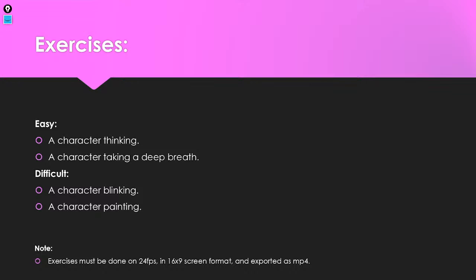The only thing that I will recommend against for now is to animate on ones, because that's just a lot of drawings. That just takes a lot of work. That's not really worth it for these exercises.